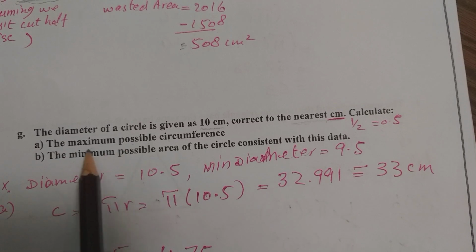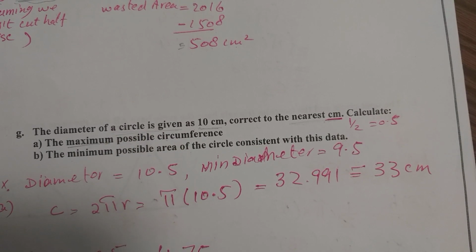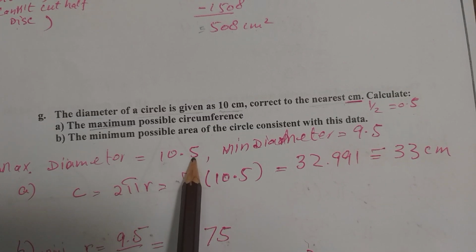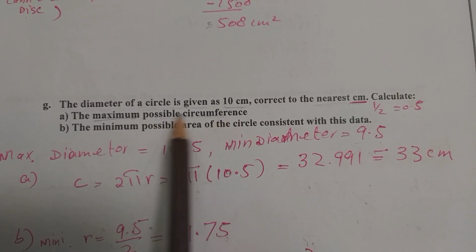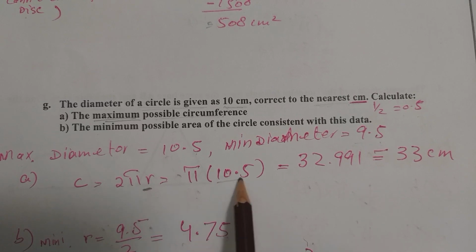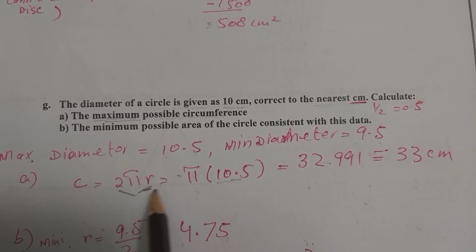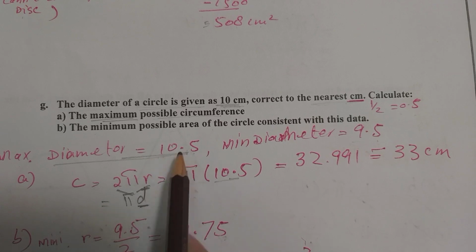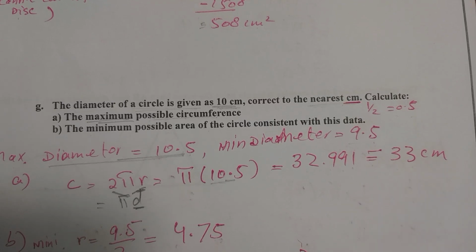Because he said maximum, we need to find the upper bound of the given circle. The diameter of the given circle is 10, so the maximum diameter is 10.5 and the minimum diameter is 9.5. For the circumference, because it's maximum, we take the maximum value. Since 2 pi r equals pi d and we are given the diameter, we use 10.5. Simplify and you find the answer 32.991, or approximately 33 centimeters.